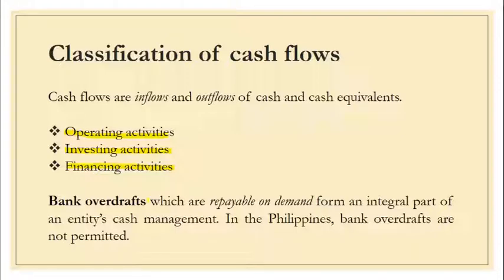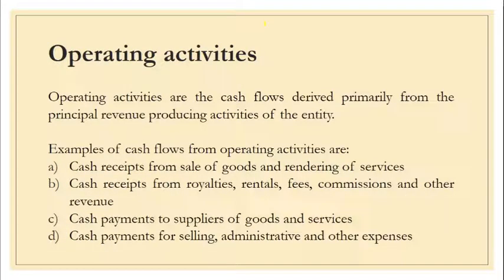Next, let's first talk about the operating activities. We will be discussing these activities one by one. So, let's start with operating activities. Now, operating activities are the cash flows derived primarily from the principal revenue producing activities of the entity. Meaning, when you say operating activities, these are the cash flows that you get with your regular or normal course of your business, or your operating business.